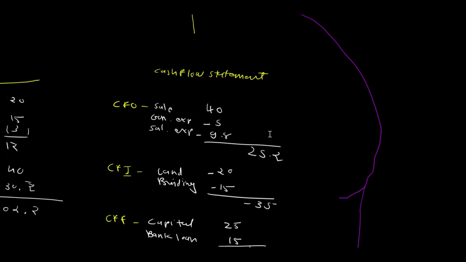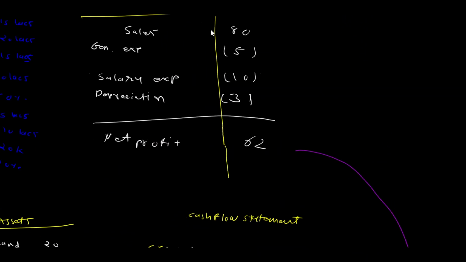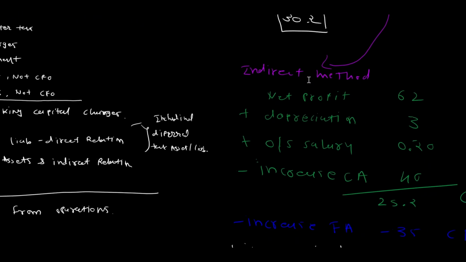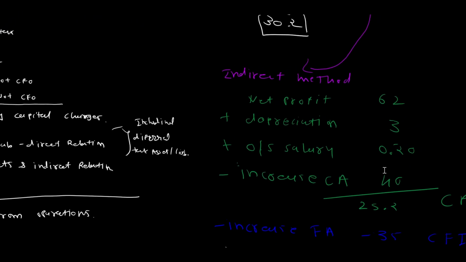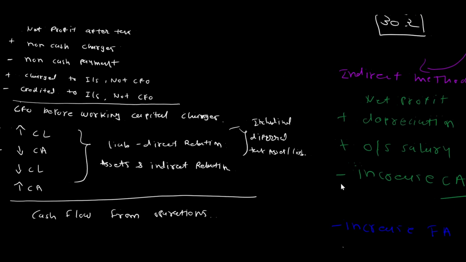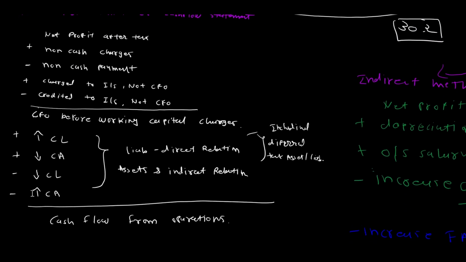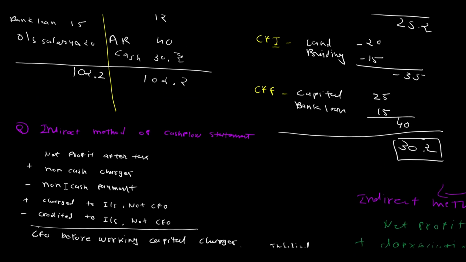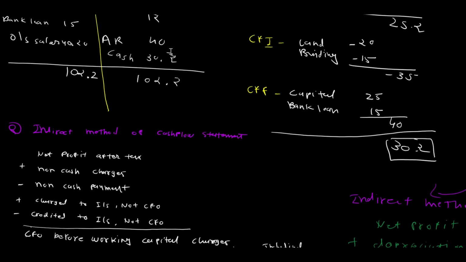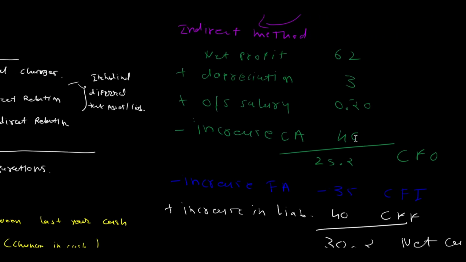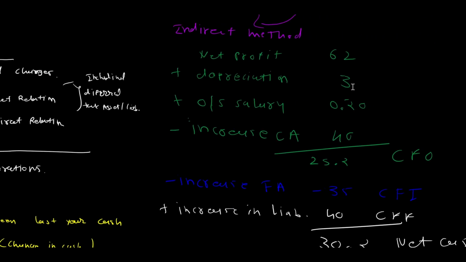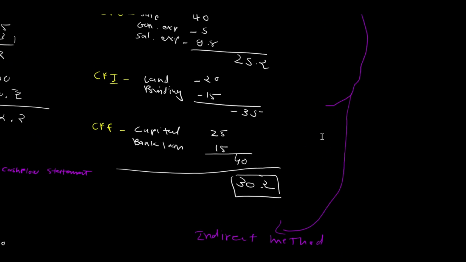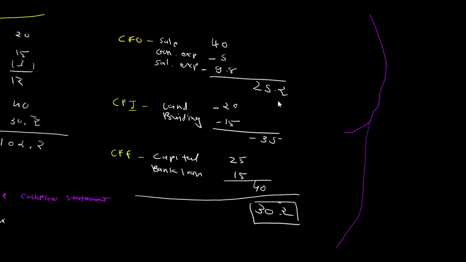Then the overall sale is 80, but our total sale is not in cash. It is 50% cash and 50% credit. So the increase in current assets, if my current asset is increased, I need to deduct it because I have not received the cash. It's in the AR receivable, 40. So I subtracted 40 from this profit, and I got 25.2 as the CFO, cash flow from operations, as we got in the direct method also.